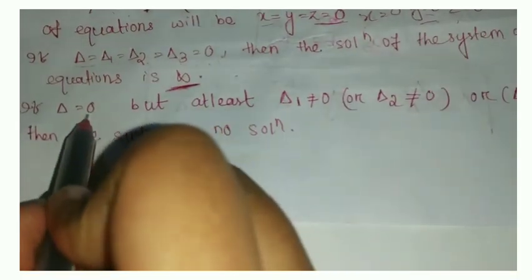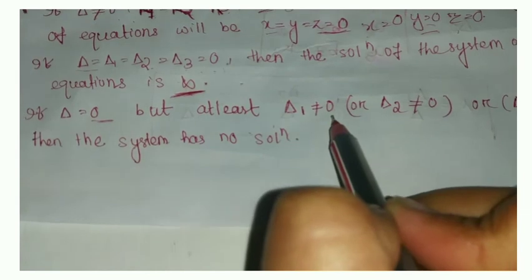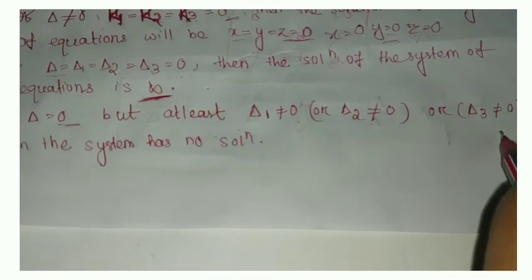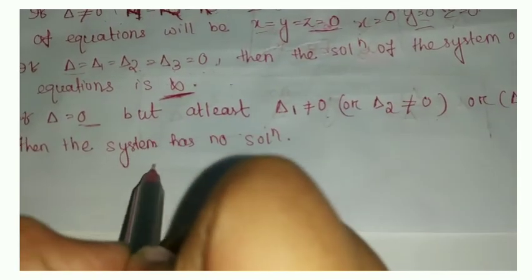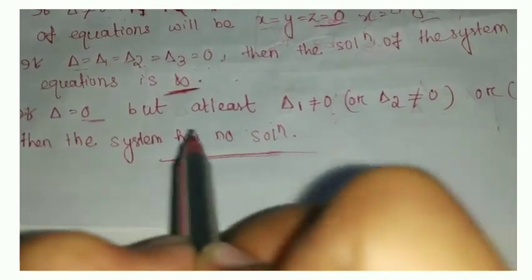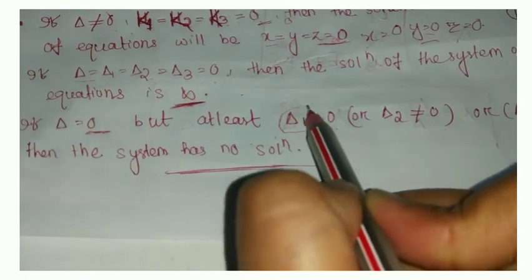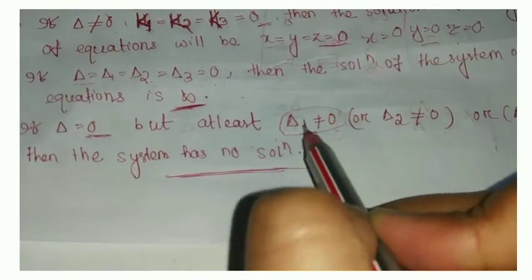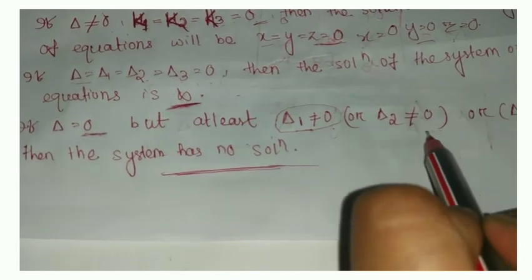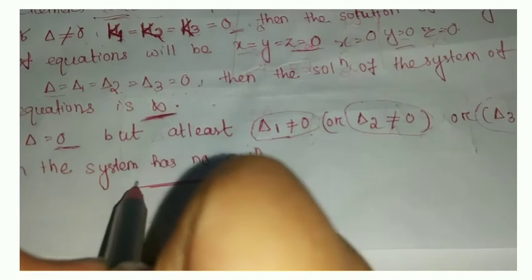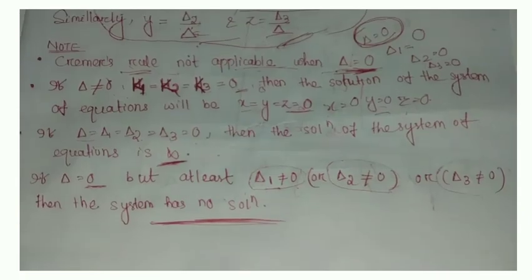If del is equal to 0, but at least del 1 is not equal to 0, or del 2 is not equal to 0, or del 3 is not equal to 0, then the system has no solution. If del is equal to 0, but at least del 1 value is not equal to 0, or del 2 value is not equal to 0, or del 3 value is not equal to 0, then the system has no solution.